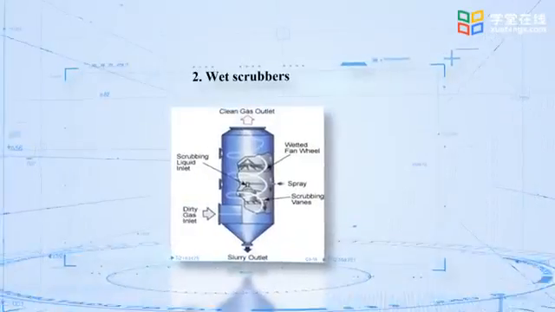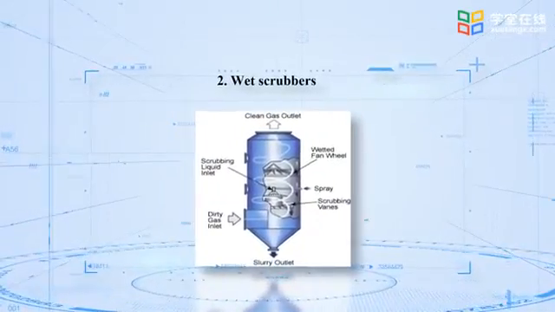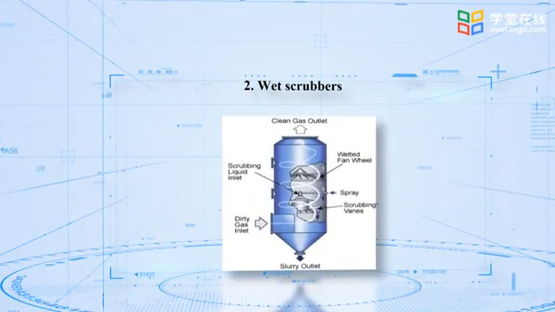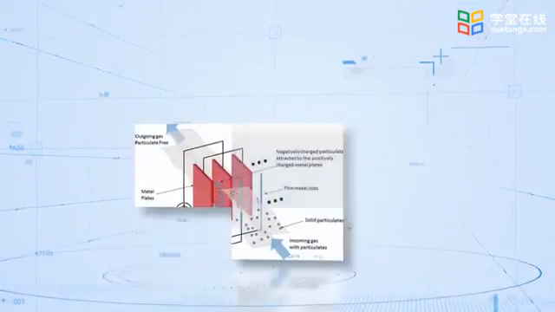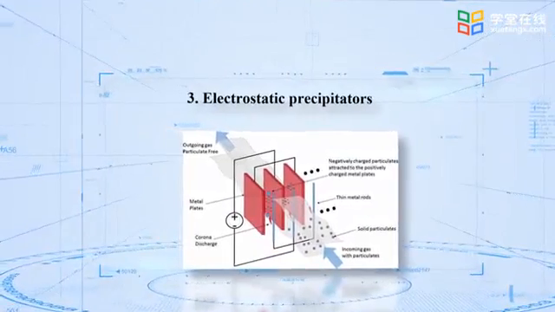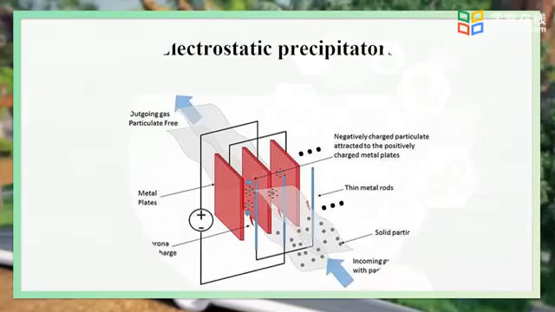Wet scrubbers are used to trap sulfur dioxide, ammonia, and metal fumes by passing the fumes through water. Electrostatic precipitators induce an electric charge on particles when polluted air containing particulate pollutants is passed through them. Then the aerosol particles are attracted to oppositely charged electrodes, and they get precipitated from the air.